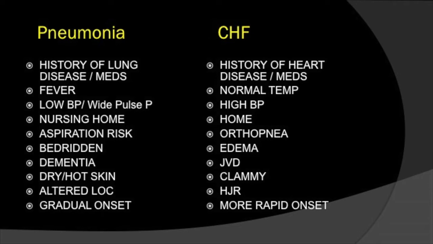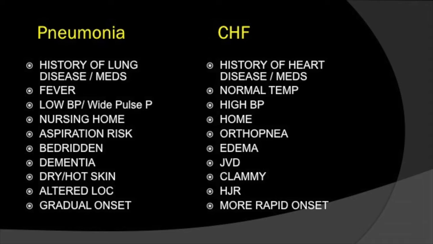Aspiration risk is a common theme in pneumonia. These folks don't swallow normally and they can get aspiration pneumonia. They tend to be bedridden or immobilized. Folks that don't move around a lot are higher risk for infections. Folks with dementia are also at higher risk for infections. Their skin tends to be dry and hot as opposed to diaphoretic. The sepsis that you get from pneumonia and other infections typically gives you altered level of consciousness. And pneumonia, if you can get a really good history, you'll see that pneumonia symptoms are pretty gradual onset.